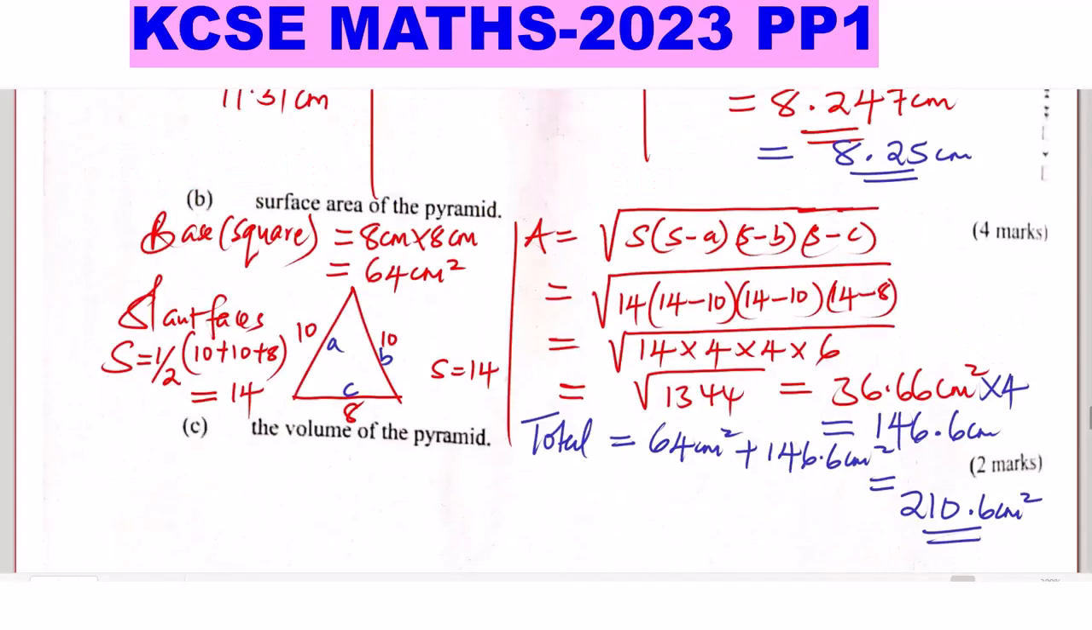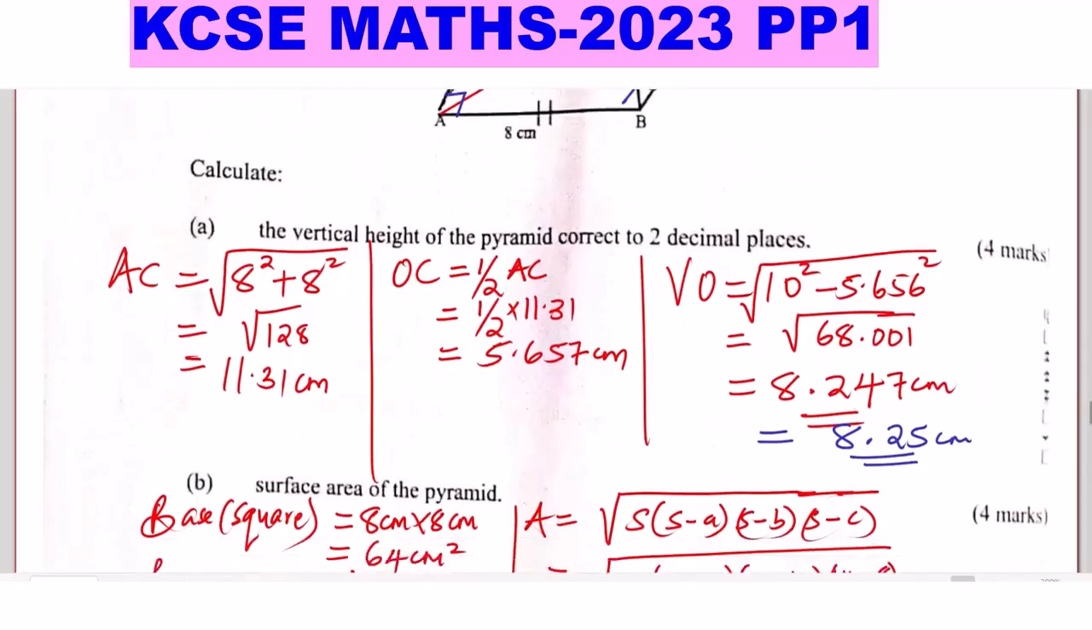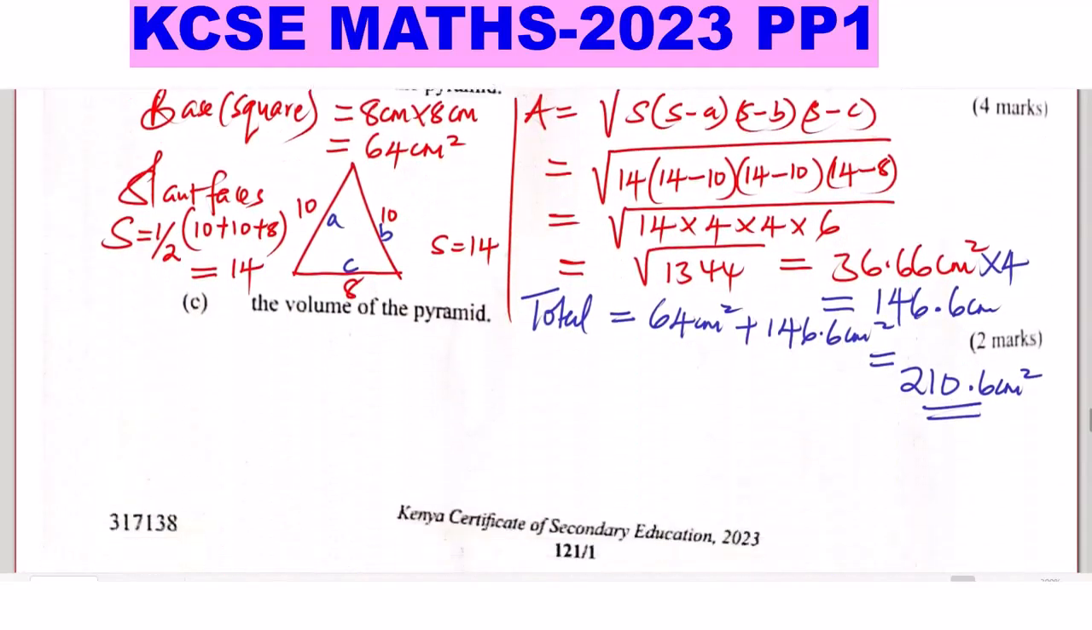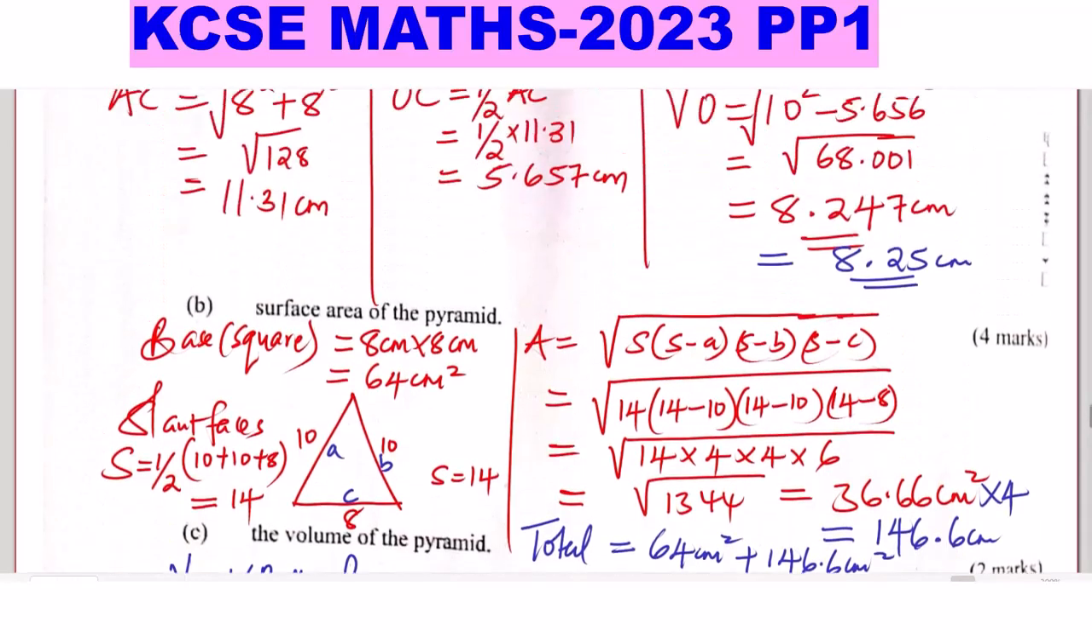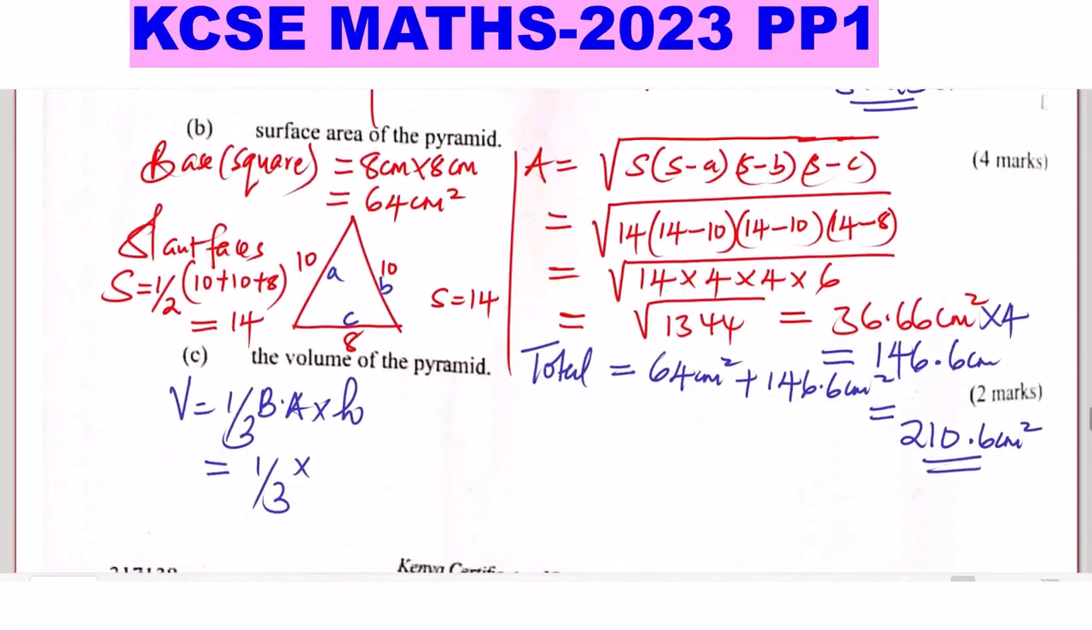Then part C, the volume of the pyramid. The first thing you need to understand is how you get the volume of the pyramid. The volume of the pyramid is given by one third times the base area times the height. The base is a square measuring 8 by 8, so the base area will therefore be 8 times 8.